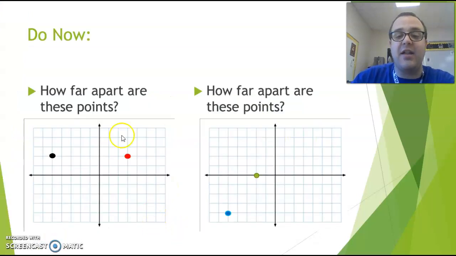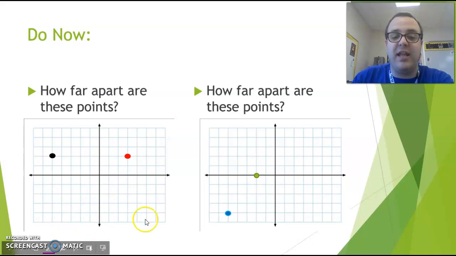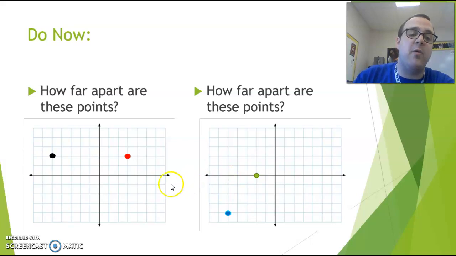So basically, what I would ask people is, hey, can you figure out how far apart these points are? And I have students go ahead and try to do that. Well, when they're on a line like this, it's pretty easy to tell, right? We just count the boxes. 1, 2, 3, 4, 5, 6, 7, 8. Okay, so they're about 8 away from each other.